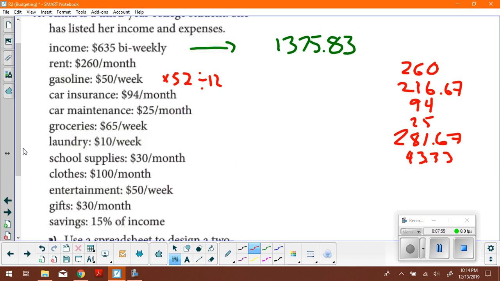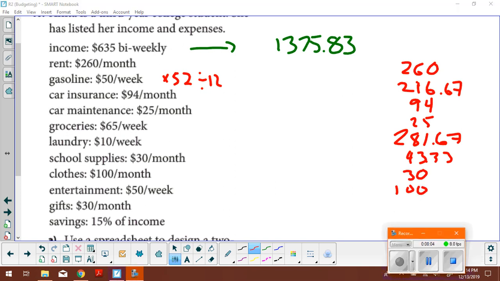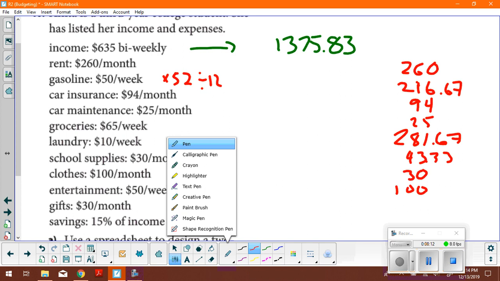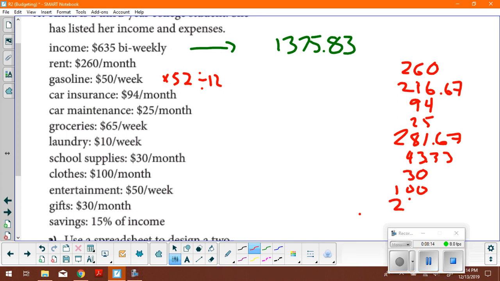Okay, school supplies, 30, clothes, 100, entertainment, $50 per week, which was the same as gas, so that would be $216.67. Okay, last but not least, for savings, we have 15% of our income.